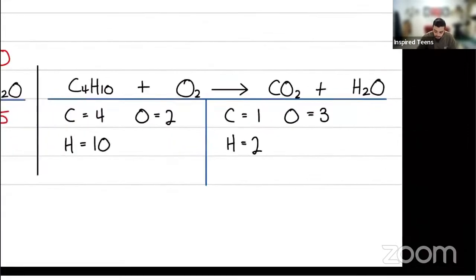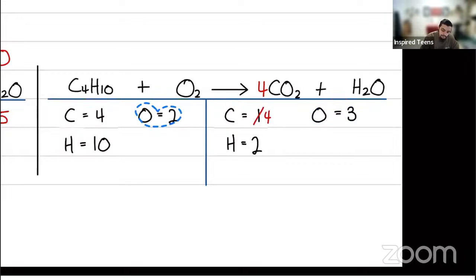Okay, this is a combustion reaction. We do C, then H, then O. So let us balance the carbon. We have 4 and 1. There's 4 here, there's 1 here. We can multiply the right hand side by 4. That changes this to 4. Now we have 4 carbons on the right hand side. Okay, so carbons are balanced.